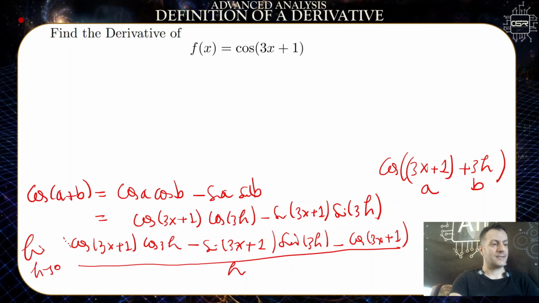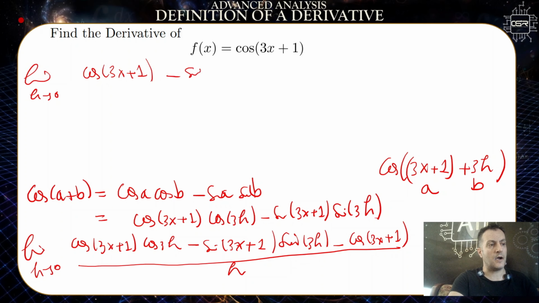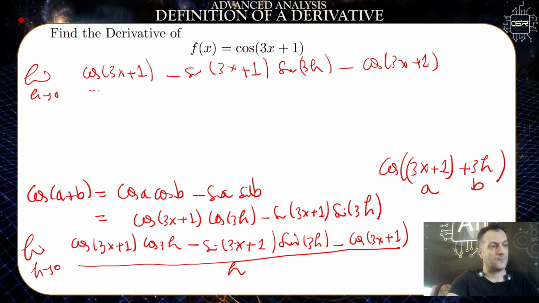Now, as h approaches 0, cosine 3h becomes 1. Okay, cosine 0 becomes 1. So the limit becomes, as h approaches 0, cosine of 3x plus 1, with cosine 3h having become 1 because as h approaches 0, cosine 0 is equal to 1, minus sine of 3x plus 1 multiplied by sine 3h, minus cosine of 3x plus 1, divided by h.